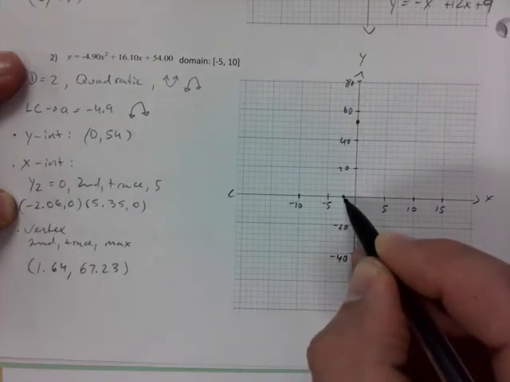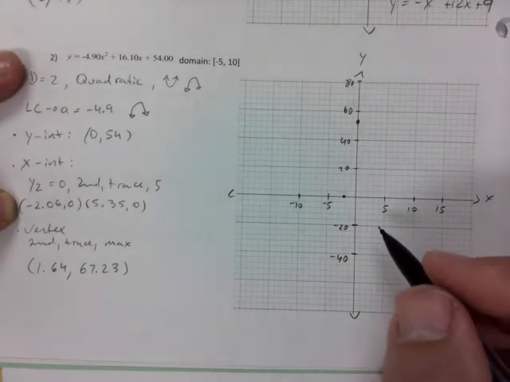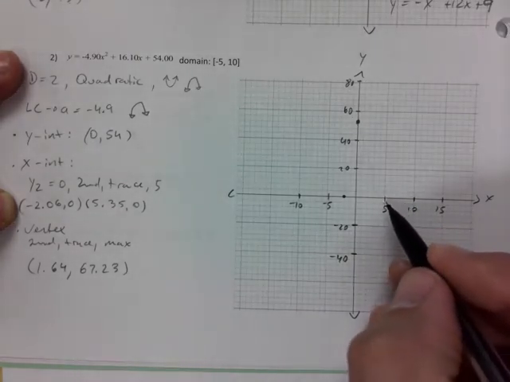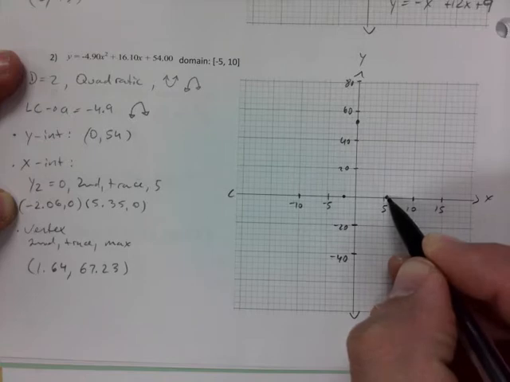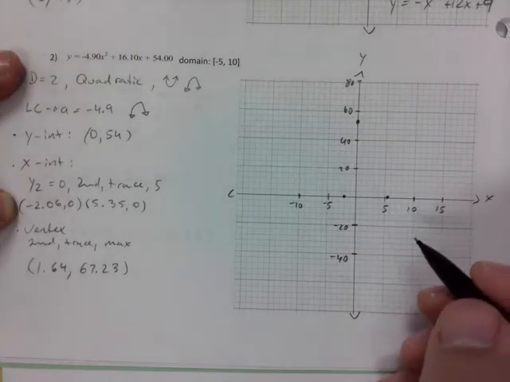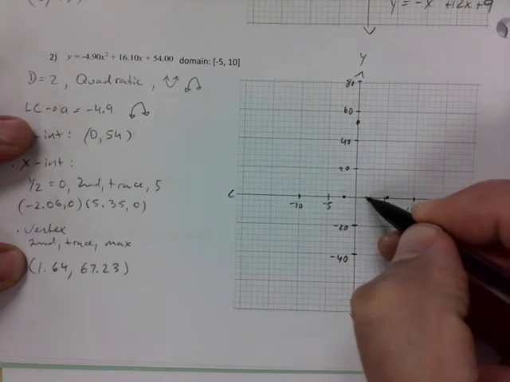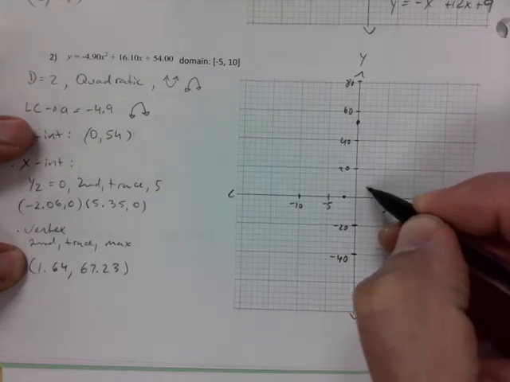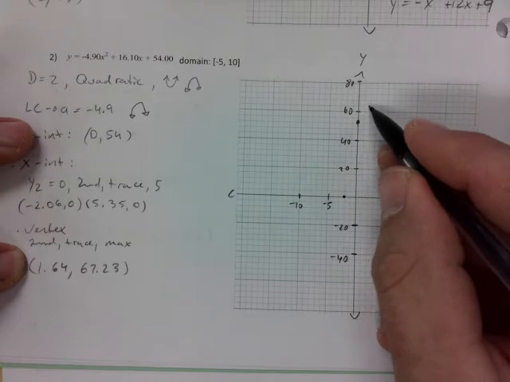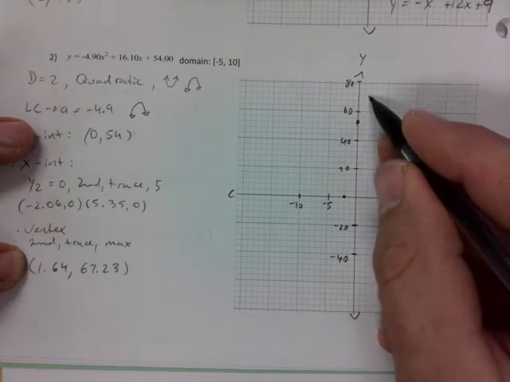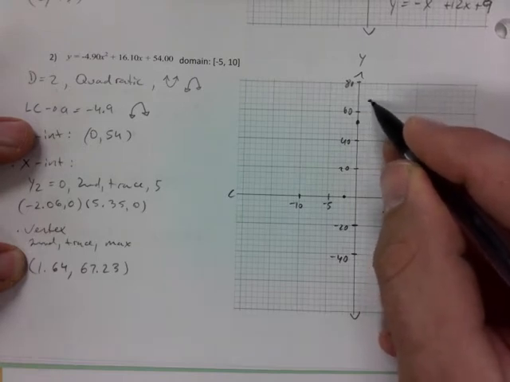It's so close to 2. It'll basically make a touch at 2. And then 5.35 is also fairly close to 5. That's okay. And then the vertex is 1.64. So this would be anywhere in here, all the way to 67. This would be 70. So 67 is right about there.